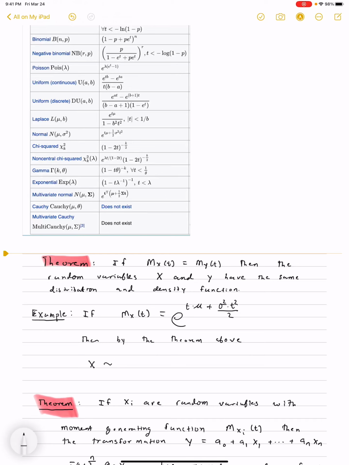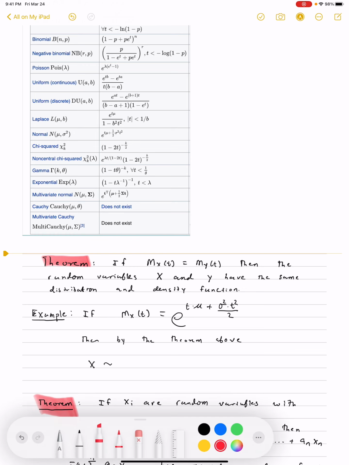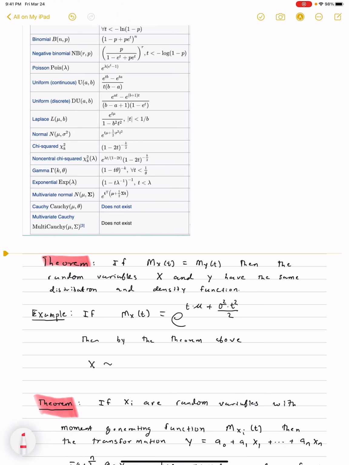Hi, today we're going to talk more about these theorems, and we're going to illustrate the uniqueness theorem, this very first theorem. So here we're given the moment generating function as e to the power of t times mu plus sigma squared times t squared divided by 2. If you look at the above table, that corresponds to a normal distribution.